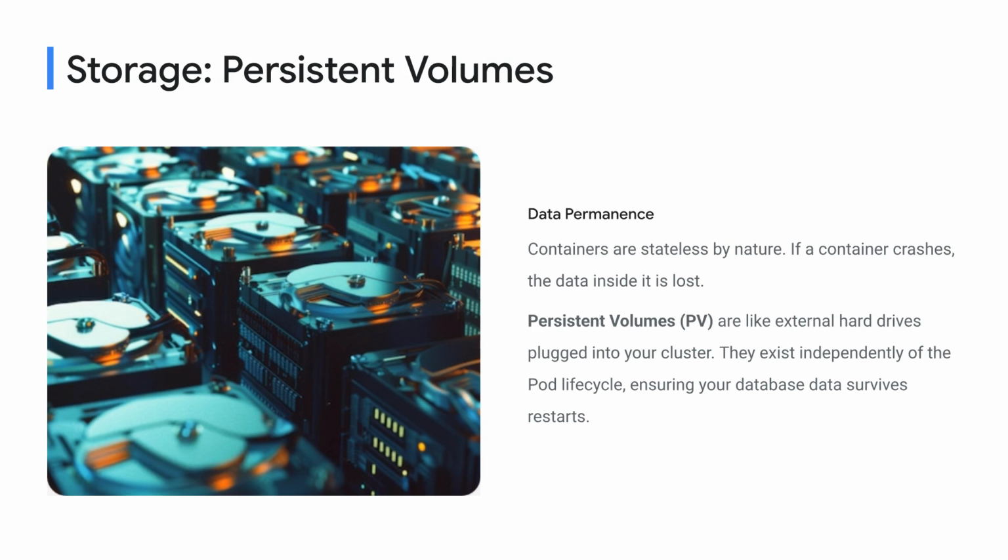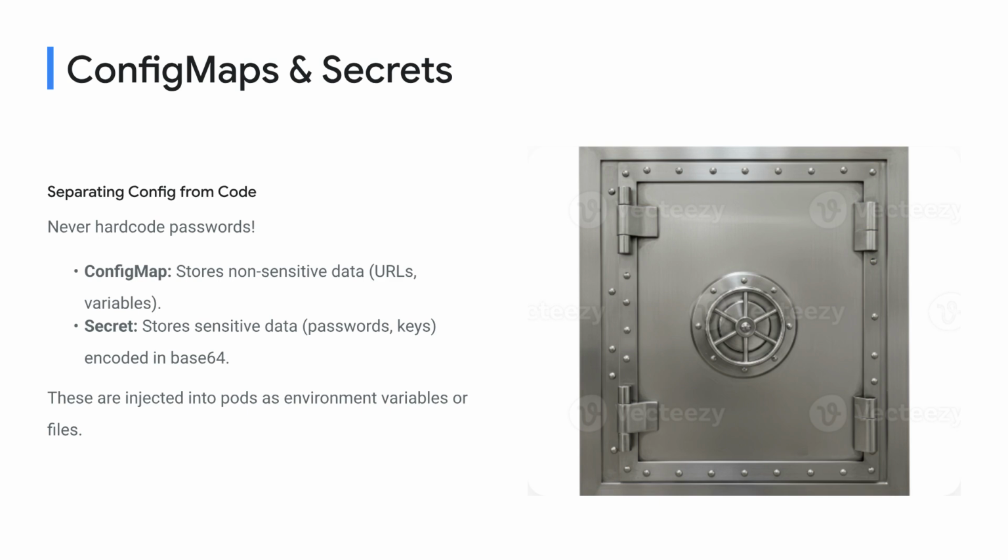For data permanence, persistent volumes act like external hard drives. They ensure that data, especially for databases, survives container crashes and restarts, keeping your application stateful. To separate configuration from code, ConfigMaps store non-sensitive data, and secrets store sensitive data like passwords, typically encoded in base64. Both are injected into pods as variables or files.